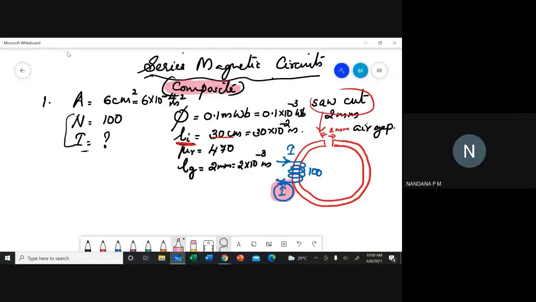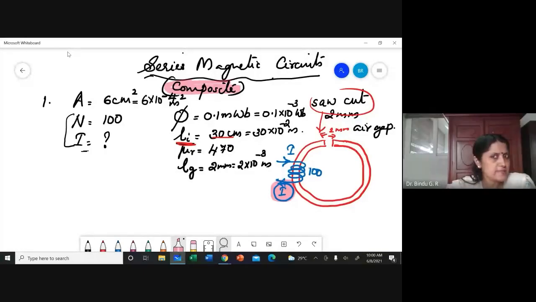Nandana, is it a composite magnetic circuit? It is a series magnetic circuit because flux will be formed here, and through every part the same flux flows. Okay, same flux is formed. I cannot say flow, it is formed. So which means it is a series magnetic circuit. Okay, so my question is, Nandana, whether it is a composite magnetic circuit as well?